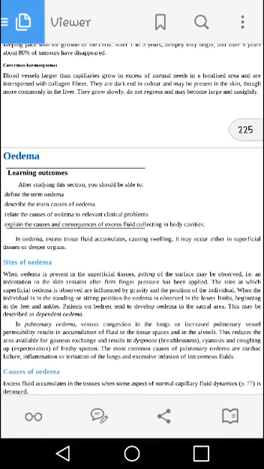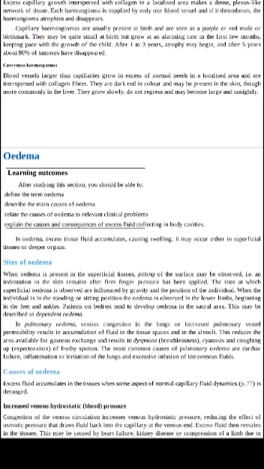Cavernous hemangiomas. Blood vessels larger than capillaries grow in excess of normal needs in a localized area and are interspersed with collagen fibers. So cavernous hemangiomas are those hemangiomas in which the blood vessels are larger than capillaries. They are again dark red in color and may be present in the skin, but they are most common in the liver.